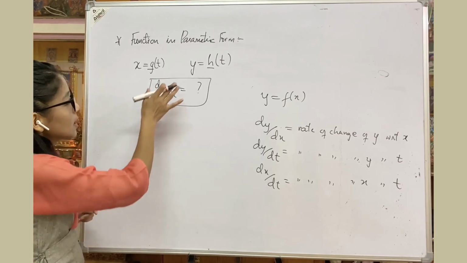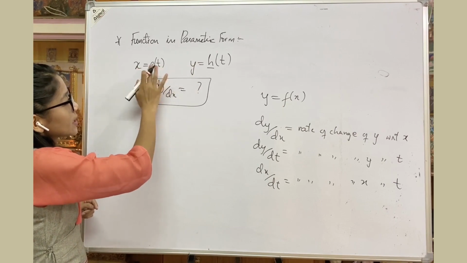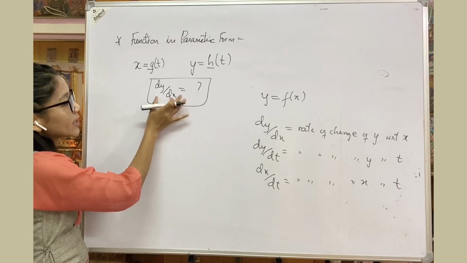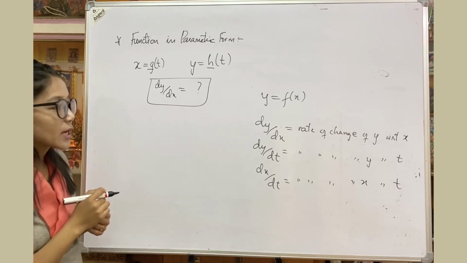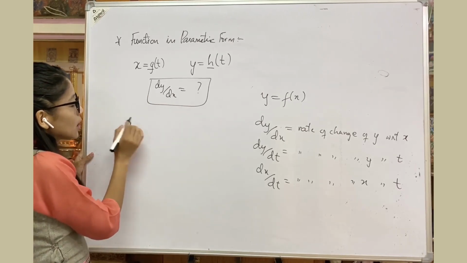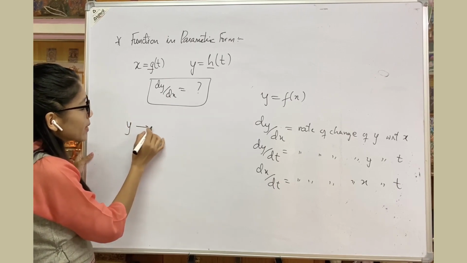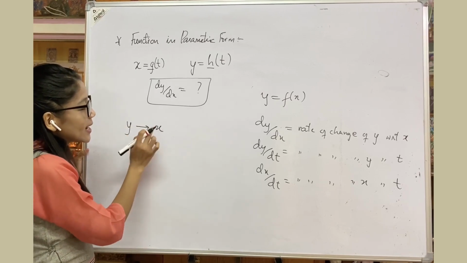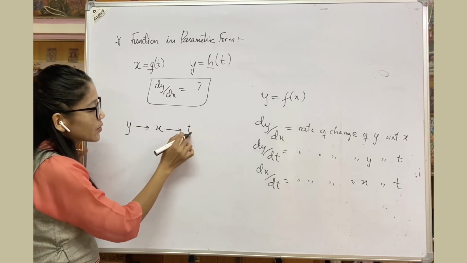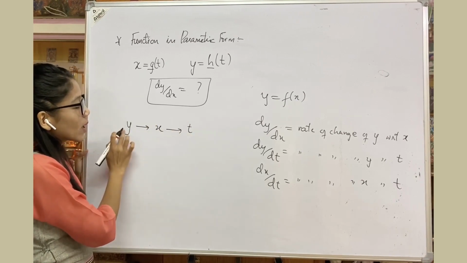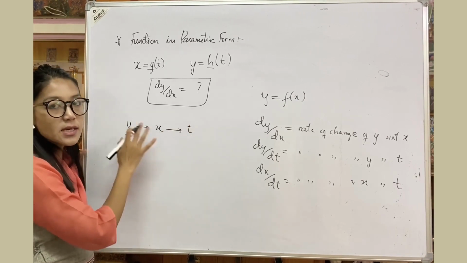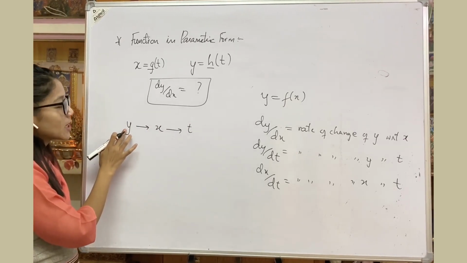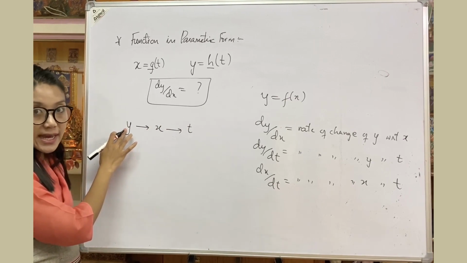Now here in this function, x and y are expressed in a third variable t. So how can we find dy by dx? Now that's the question. I told you, in our original function y is depending on x, and since this x is depending on a third variable t, therefore y is also depending on t. So that is the basic concept of the parametric function, right? Now we have to find dy by dx.